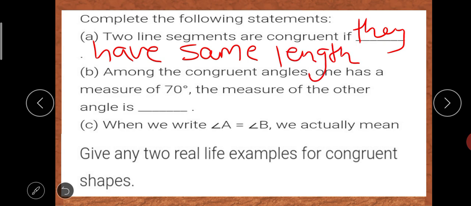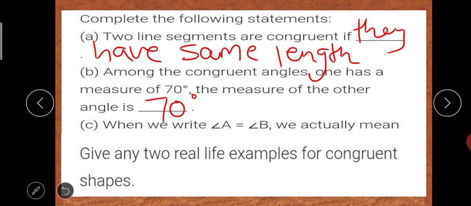Okay. Now second question. Among the congruent angles, one has a measure of 70 degrees. The measure of the other angle is, now only see, for congruence of triangles and angles, if their measurements are the same, then only we say they are congruent. So the measurement of the other angle will be again 70 degrees. Then only they are congruent.